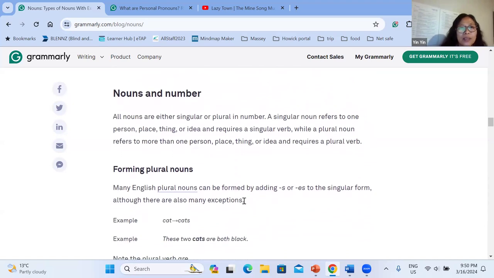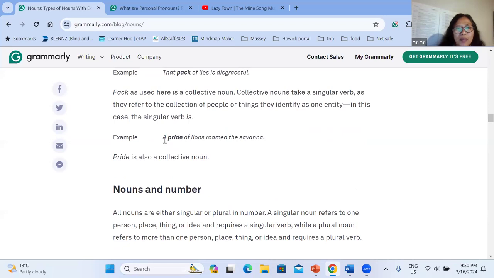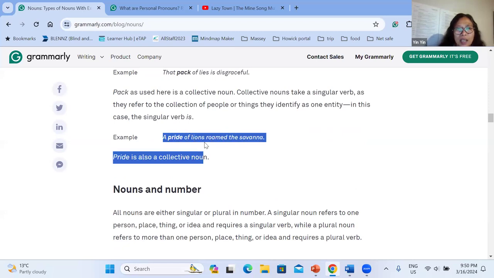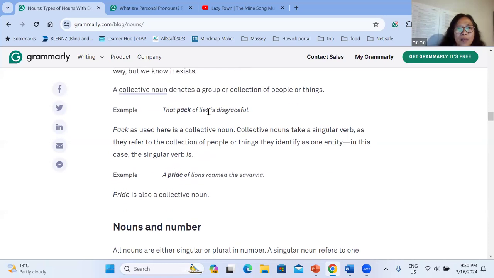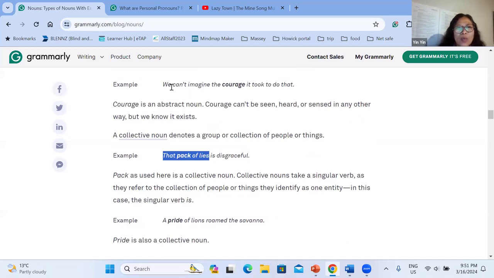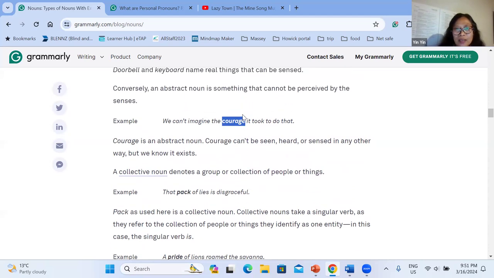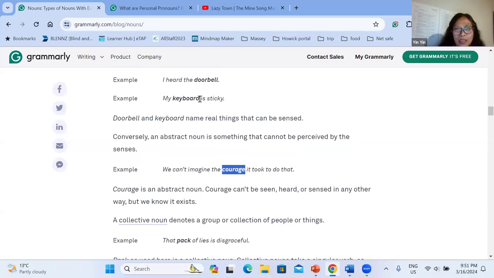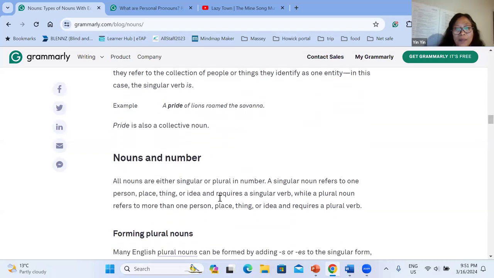Nouns and number. All nouns are either singular or plural in number. So the noun is going to be a pride of lions, right? A pack of lions, that's a noun. Singular or plural, one number.